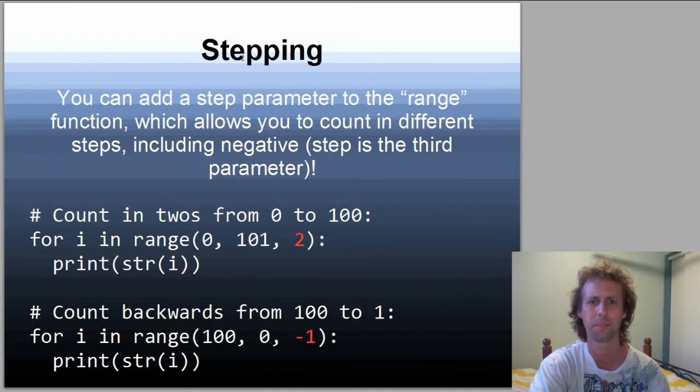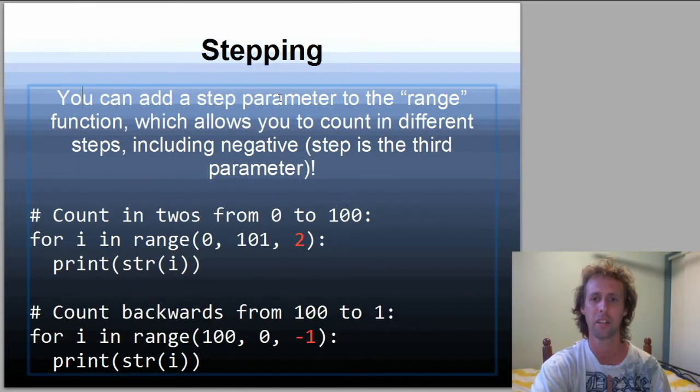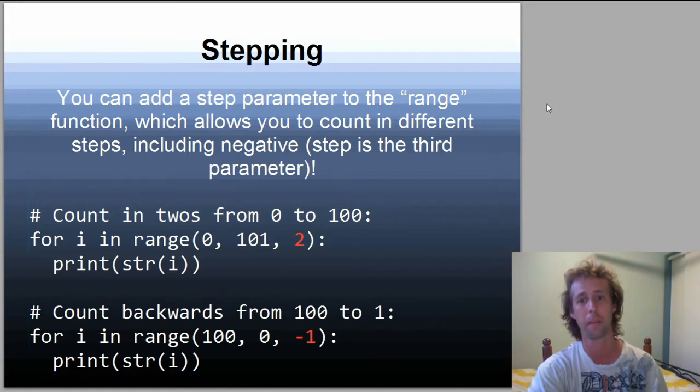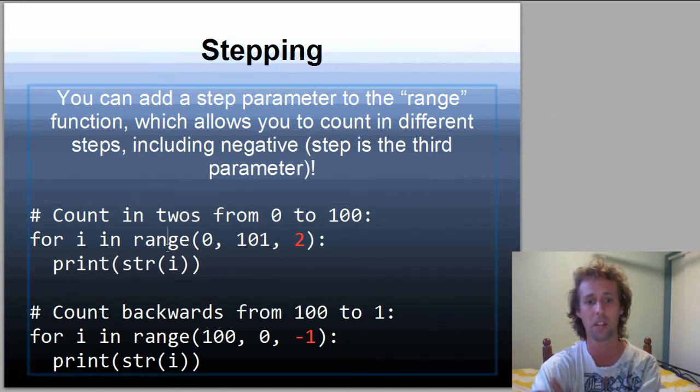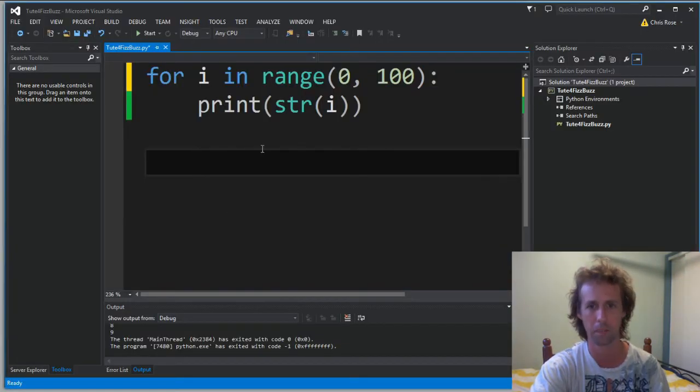Good stuff. Okay, stepping. This is another interesting point. You can use the step parameter. This is the third parameter in the range call, and that means what to add to the variable each iteration. So if you want to count up in 2s, you would just put a 2 there. If you want to count backwards, you put a -1 there, and you swap these two operands around. All right, let's have a bit of a demo.